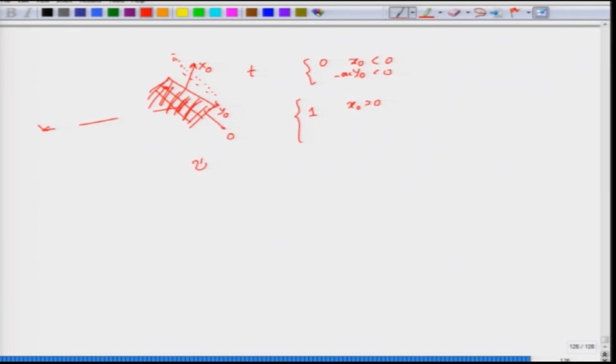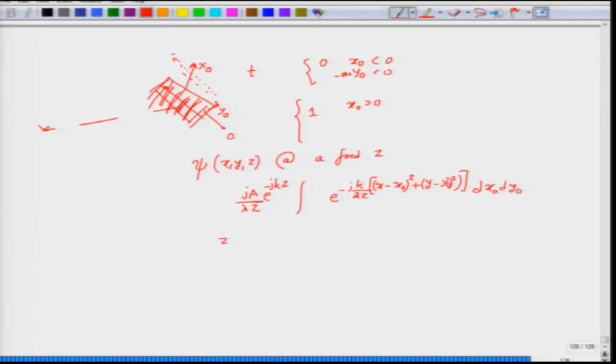What we will assume is this psi, which will now be a function of x, y and z at a fixed z, a fixed distance from the building. This integral should involve certain amplitudes, so e power minus j k z will be present. I am still assuming that z is large, but I cannot ignore the quadratic phase, that is the problem. So I have j A, the amplitude of the wave, divided by lambda times z. This falloff portion is still present, but the integral now has e power minus j k by 2 z times x minus x naught square plus y minus y naught square, sorry, this is y minus y naught square.